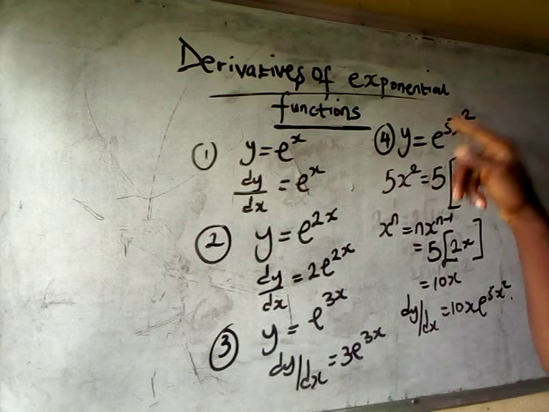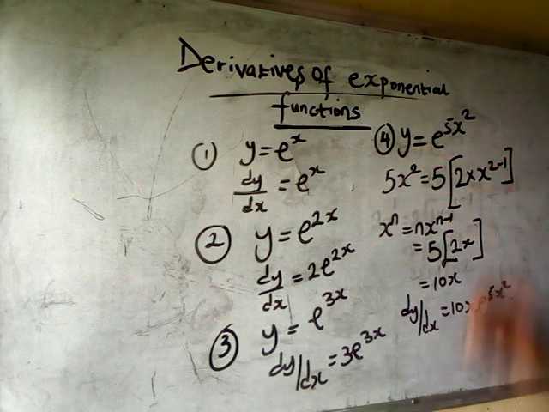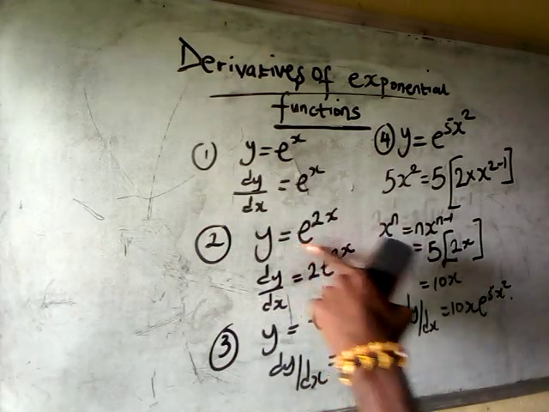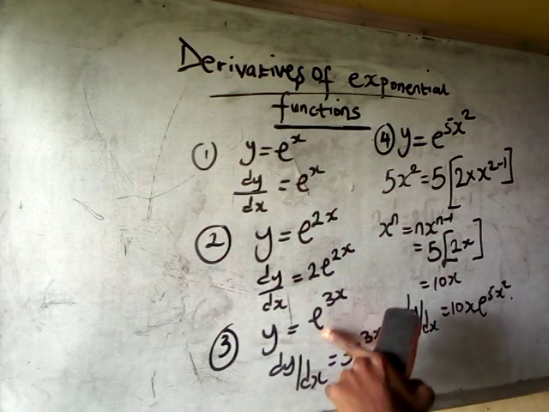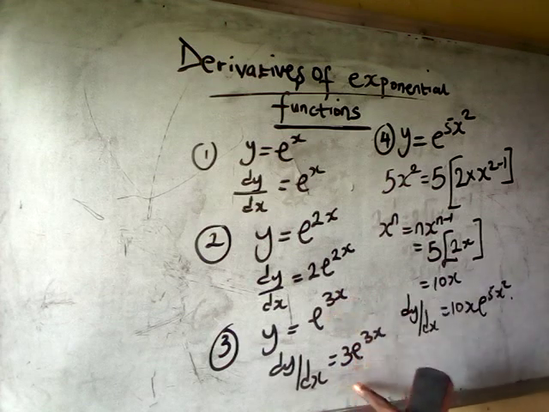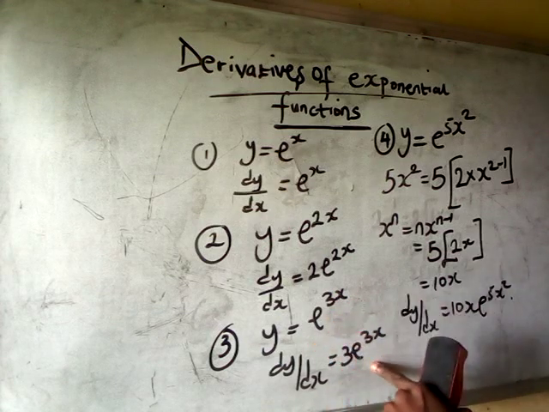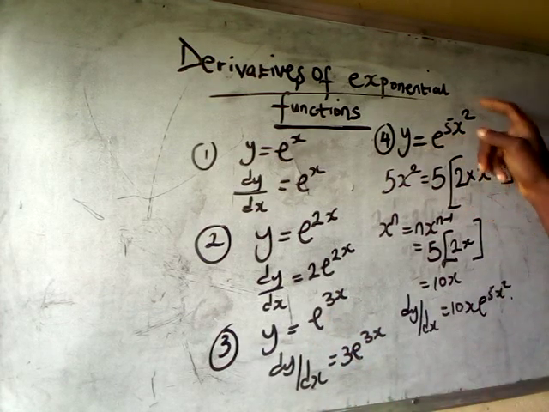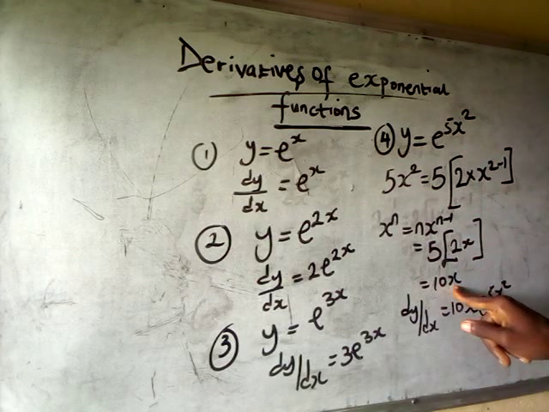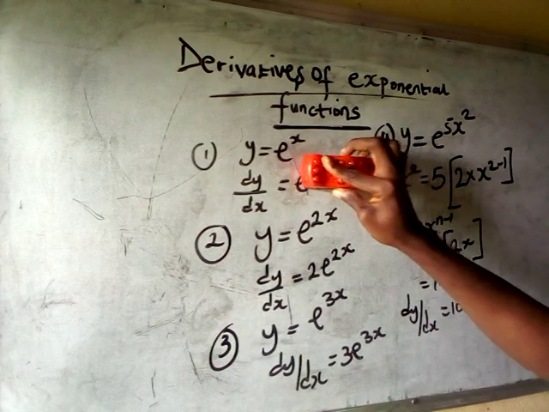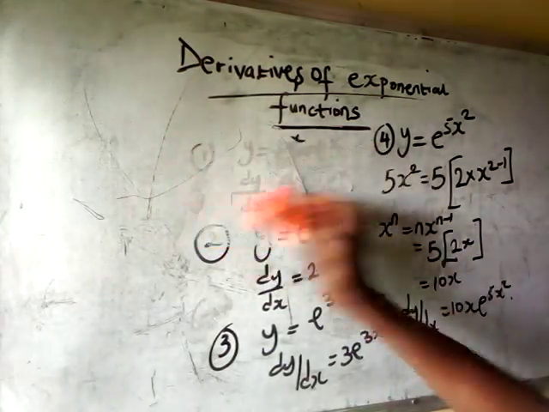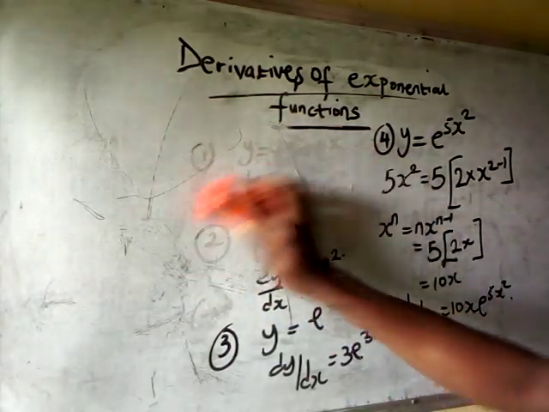So if we have an exponential function like this, we pick the power and differentiate it, we write the answer at the back, and we repeat the equation again. Here is exponential 3x, we differentiate this, the answer is 3, and we repeat the equation again. And here the derivative of this is 10x, and we repeat the equation. That is what you are going to do if a question like this is given.